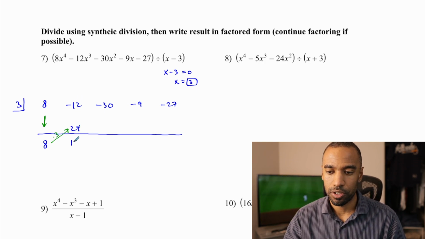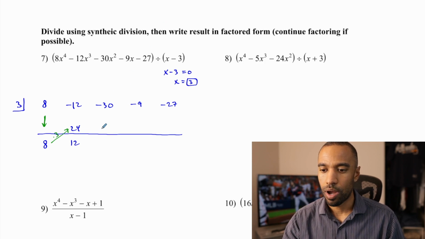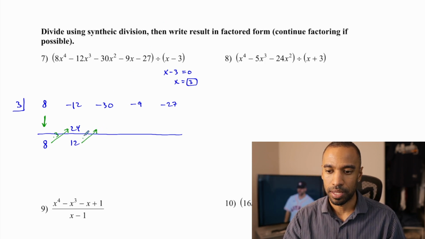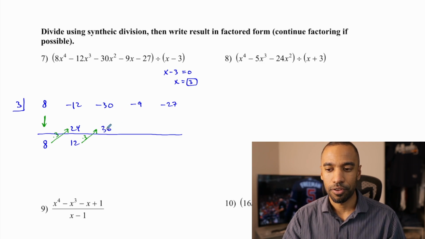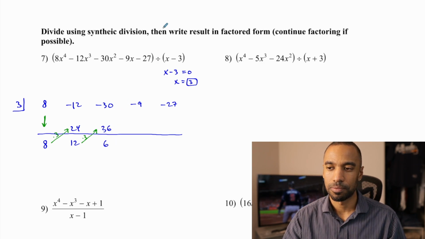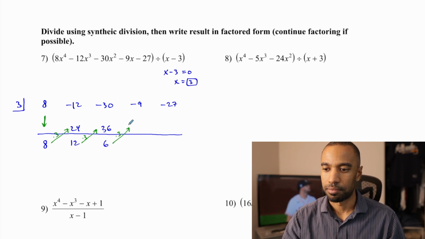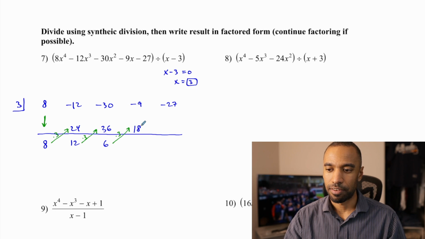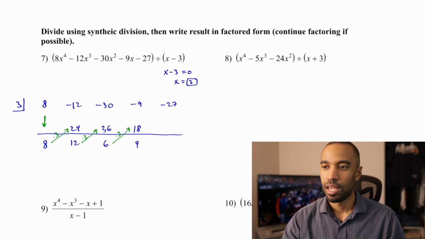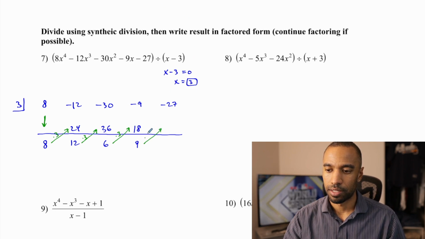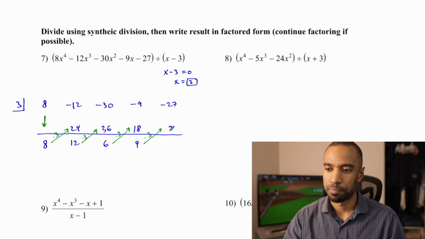Negative 12 plus 24 is 12. Now 12 is going to multiply by that 3. And 12 times 3 is 36. And then I have negative 30 plus 36, and I'm going to get 6. And 6 is going to multiply by 3. And I get 18. And then negative 9 plus 18 is 9. And then 9 is going to multiply by 3 and come up here, and I get 27. And negative 27 plus 27 is 0.